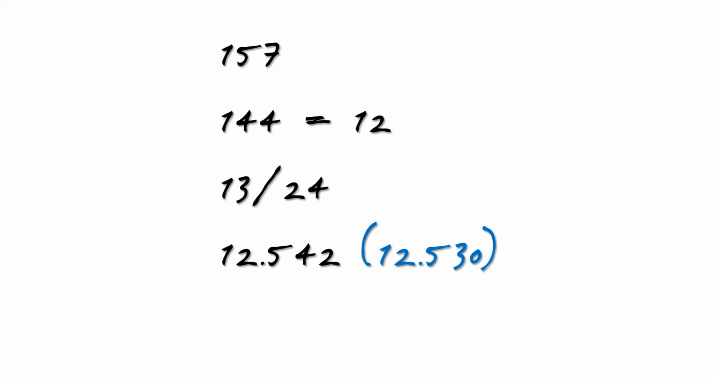If we convert that to a decimal, we have 12.542, which is very similar to the calculator's answer. The square root of 157 is 12.530. So not exactly the same, but that's okay. We're estimating. We want a fairly accurate estimation, which is exactly what we have.